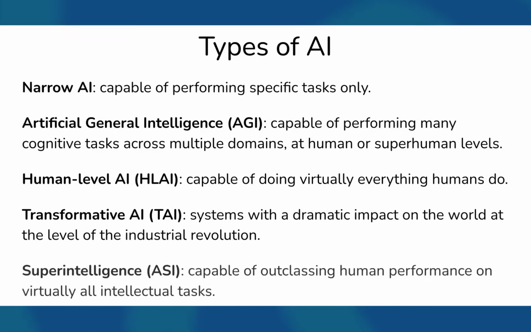And then there's artificial superintelligence. These are smarter than human AI systems, and they're capable of outclassing human performance on virtually all intellectual tasks. So basically smarter than any person ever. And this is usually taken to be the most advanced of these, but depending on how you define them, you could say that artificial superintelligence is just a human level AI plus a little bit of extra intelligence. But usually when people are talking about superintelligence, they're talking about something that's vastly better at doing everything humans can do and vastly more intelligent.